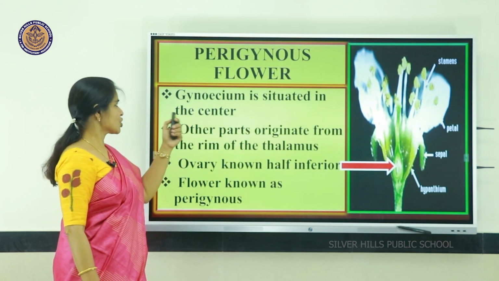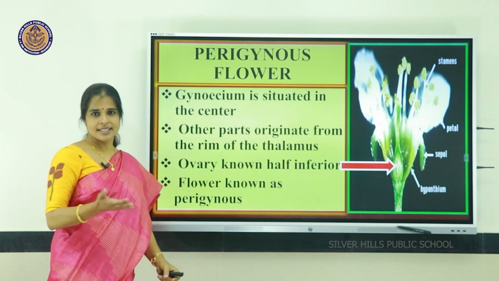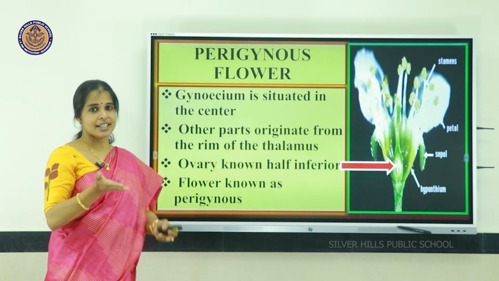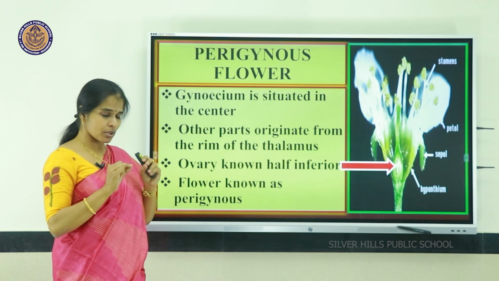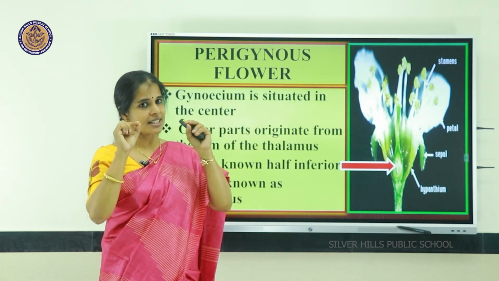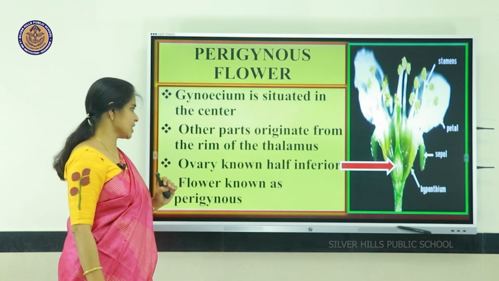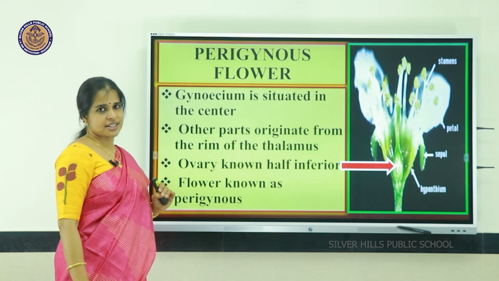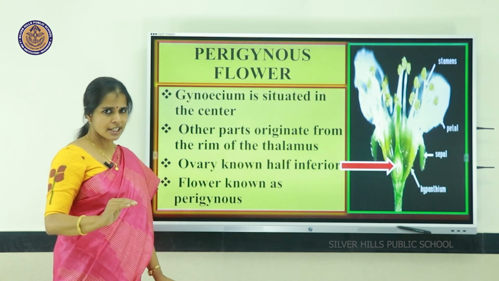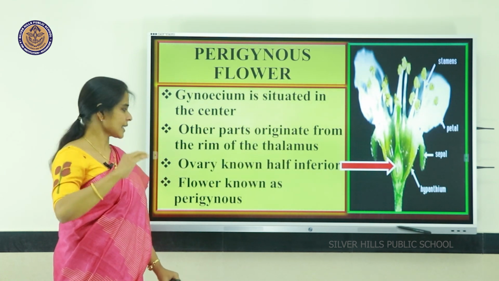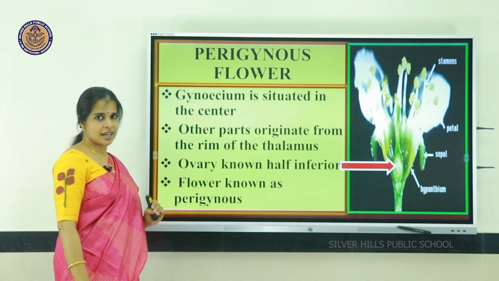Same way, the second type, perigynous flower. Here, the gynoecium is situated at the center. It is not superior, it is not inferior. It is present at the center in the middle region, and all other parts are originating from the rim of the thalamus, that is the gynoecium center part. From that region itself, all other parts are originating. In such a case, the ovary is known as half inferior. It is not inferior, it is not superior. So, we can say the ovary is half inferior. Such a flower is known as perigynous.